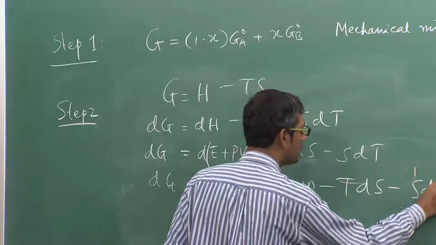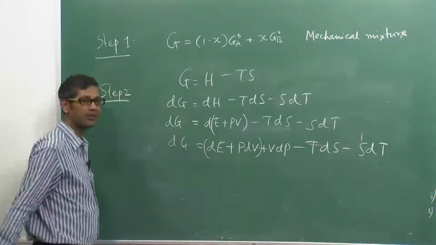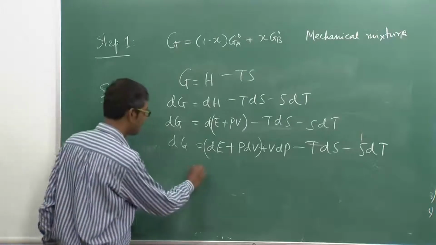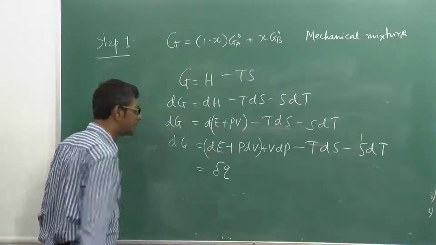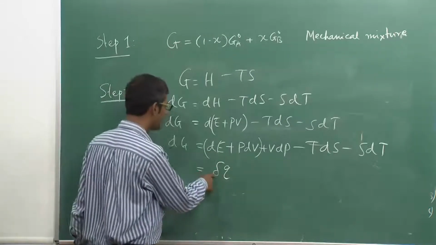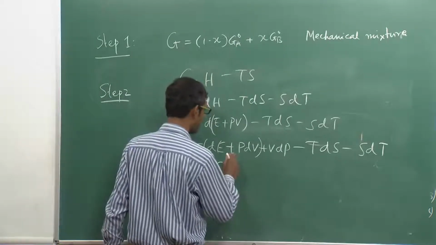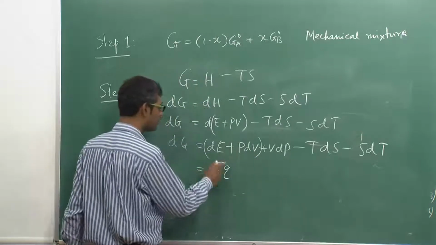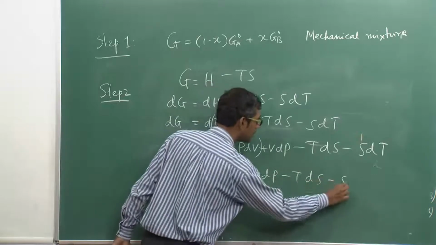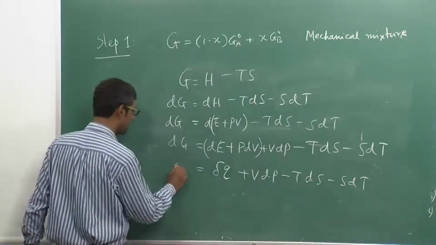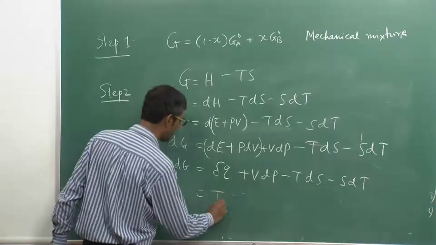Now we know that dE plus PdV, as per the first law of thermodynamics, is equal to del Q. This del is different from d because del tells you that it is a path dependent function, but this is not a path dependent function. Work done is a path dependent function, that is why del Q. So we get VdP minus TdS minus SdT. Now we know that as per the second law of thermodynamics, del Q is nothing but TdS.